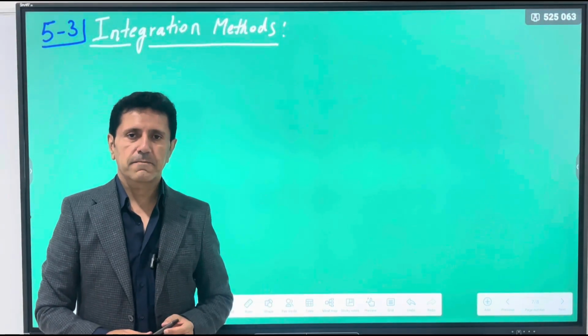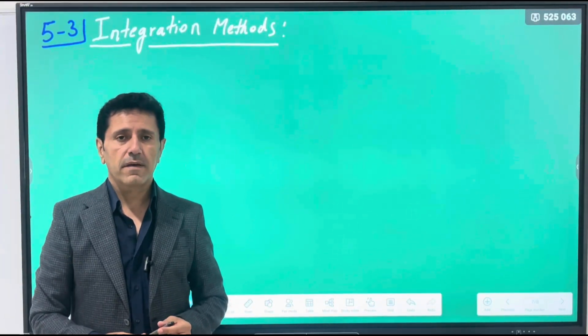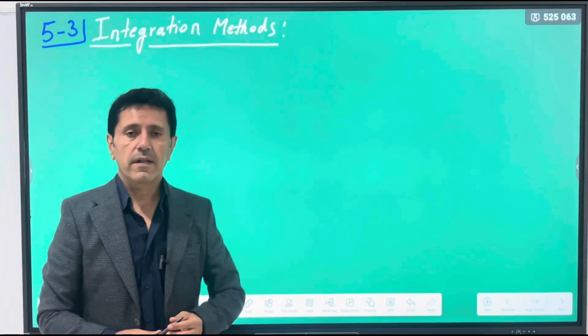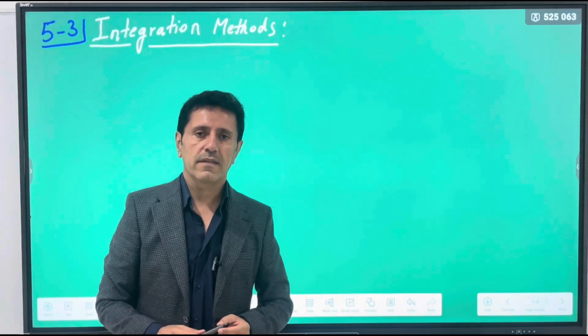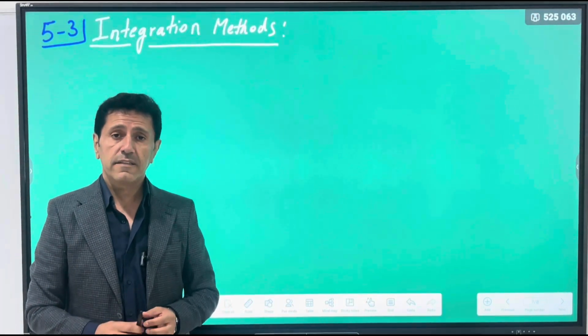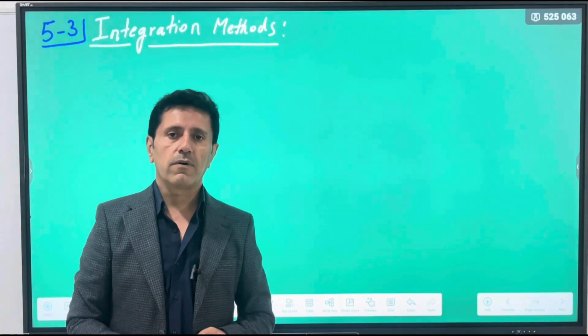Today I am going to explain a new lesson, chapter 5, lesson 3, mathematics for 12th grade, which is integration methods. So in lesson 1 and lesson 2 we studied the definition of integration and some rules for finding definite or indefinite integration. But it's not enough to solve all the problems.